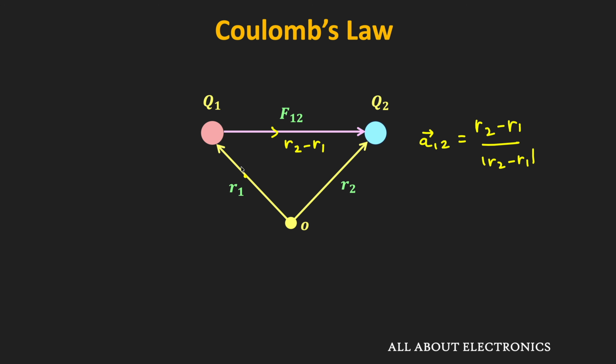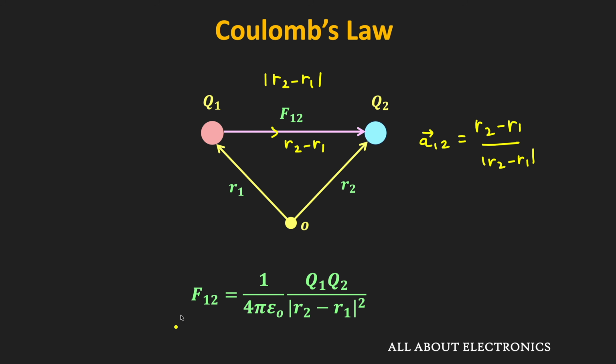If we see the distance between charges Q1 and Q2, then that is equal to the magnitude of the vector R2 minus R1. So we can say that the force F12 is equal to 1 divided by 4 pi times epsilon naught times Q1 times Q2 divided by R squared.